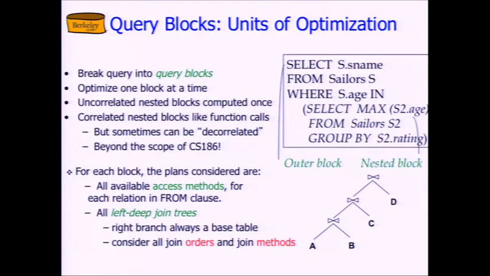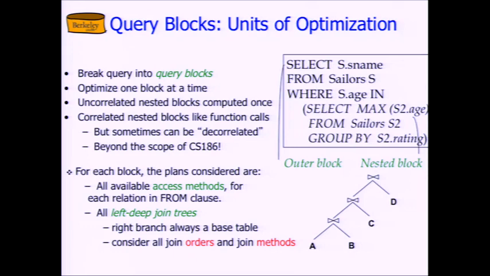So we're going to break the query into query blocks. I talked about this before. If you have a nested query, like this one up in the upper right, we're going to optimize it one query block at a time. So one select clause at a time, inside to out. First we'll optimize the inner select block, and when that's done and compiled into a query plan, it's input to the outer optimization. So it's only one block at a time.